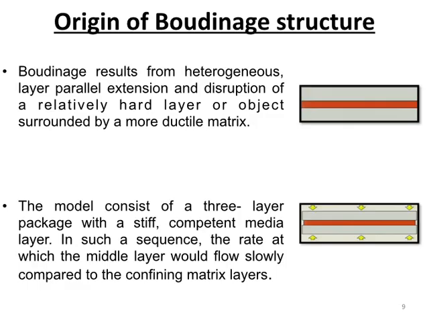Now coming on to the origin of boudinage structure. We can consider a model that needs to have a 3-layer package as shown in this figure. The middle layer is the competent layer, and the upper and lower must be less competent layers. The sequence is made in such a way that the middle layer would flow slowly compared to the confining matrix layers. Now, if we apply a layer normal compression, as we can see here in the second figure, then the top and bottom layers would flow faster than the layer in between.